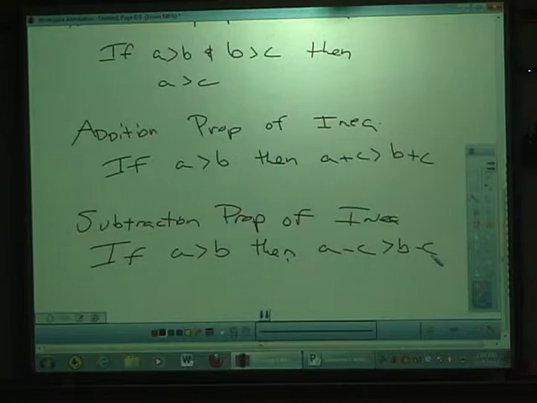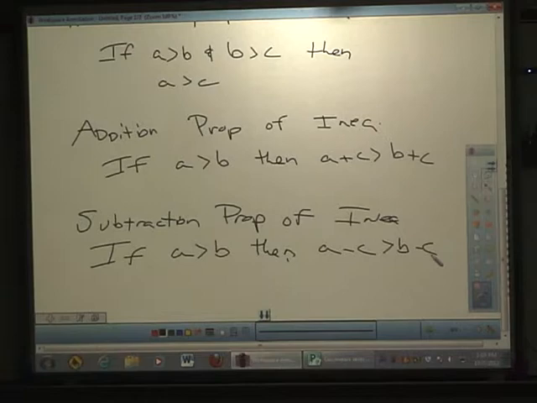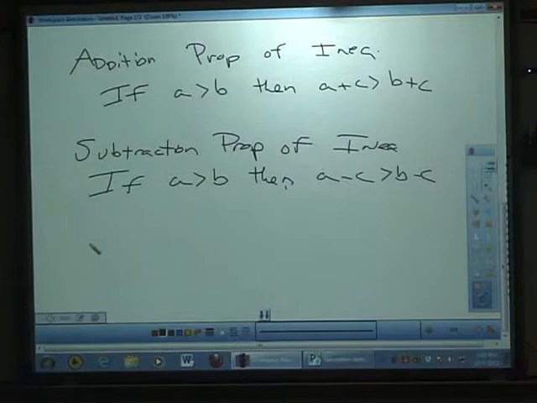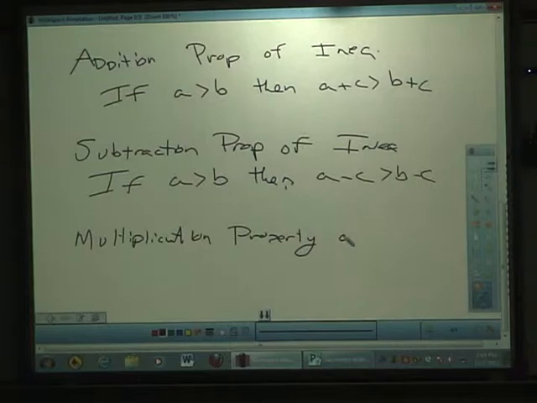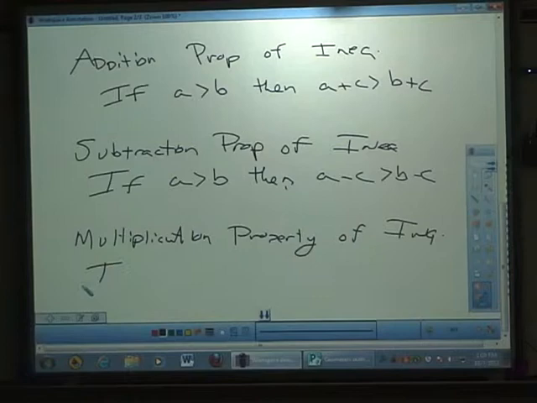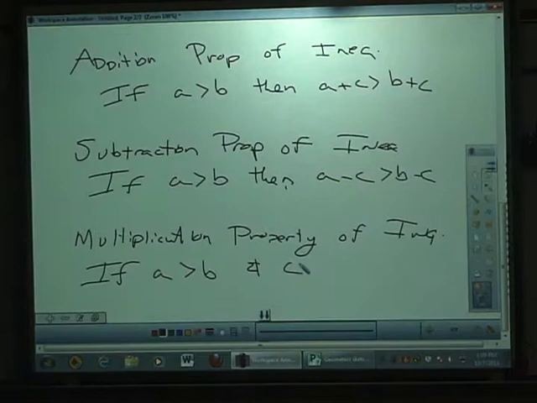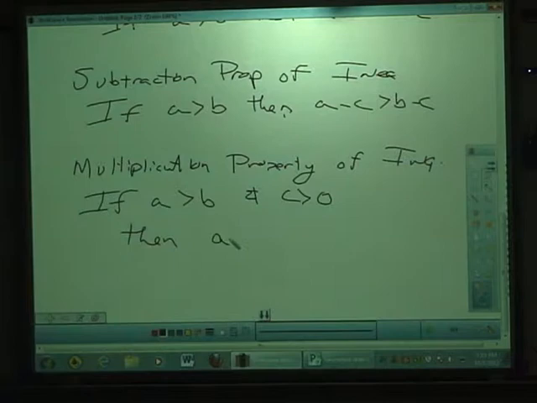Now, what difference happens here when we talk about multiplication? And so addition, subtraction, very similar. Multiplication changes just a little bit. The multiplication property of inequality says if A is greater than B and C is greater than 0, then A times C is greater than B times C.